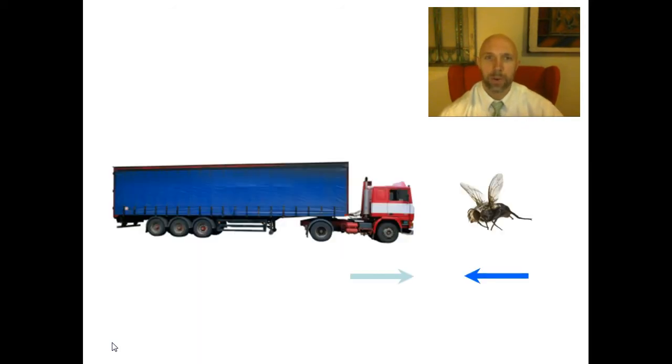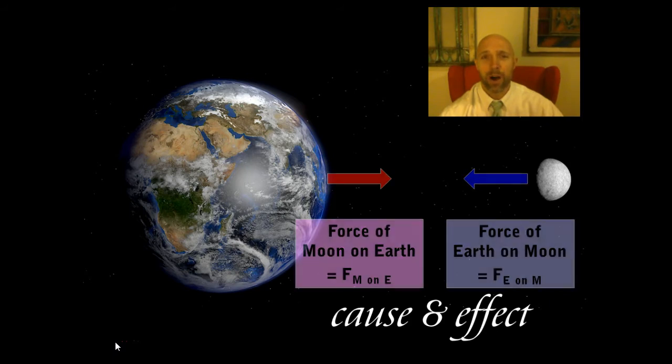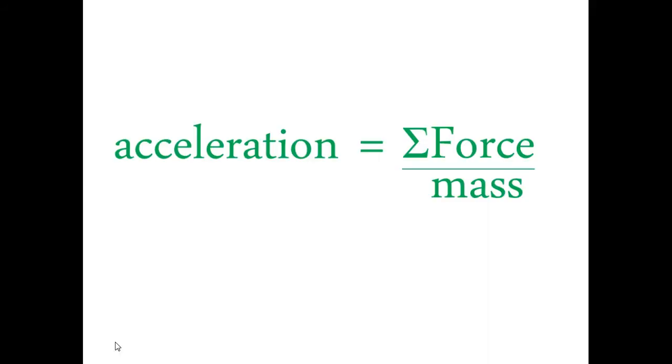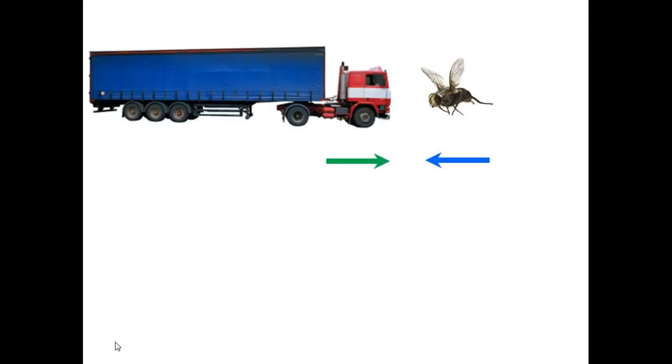So we can take our same question, but this time it's a big old 18-wheeler and a little old bug or a fly. We can look at the way in which this works in a similar fashion with the Earth and the Moon. The force of the Moon on Earth and the force of Earth on the Moon, and the idea of cause and effect. I want to look back to Newton's second law and think of our net force as the cause, and the effect of that net force on a mass being the acceleration shown here in its formula.